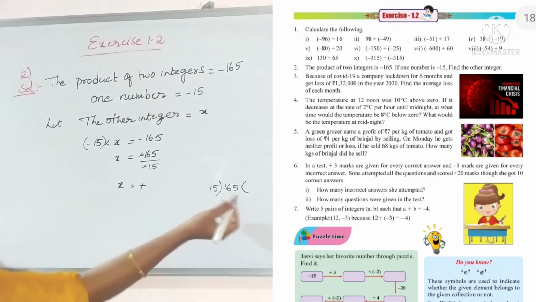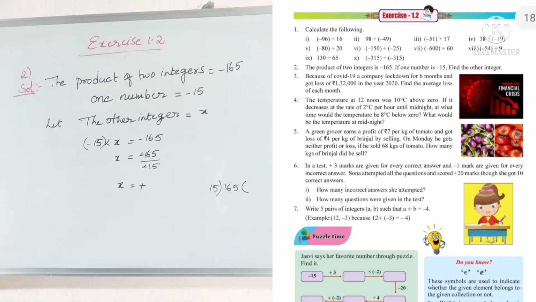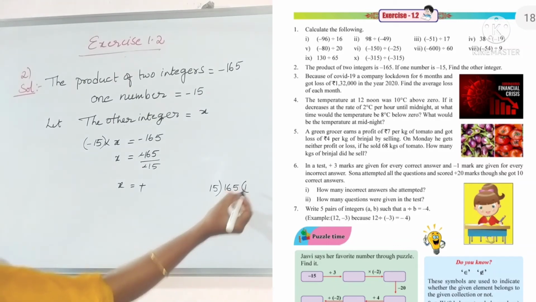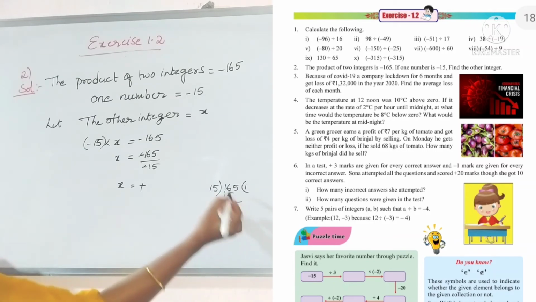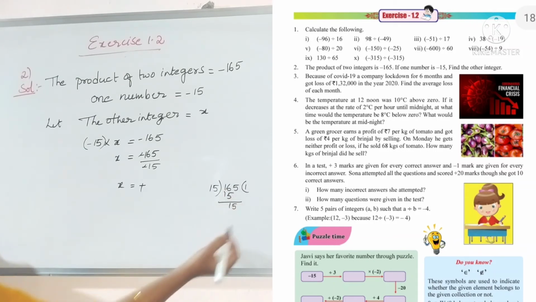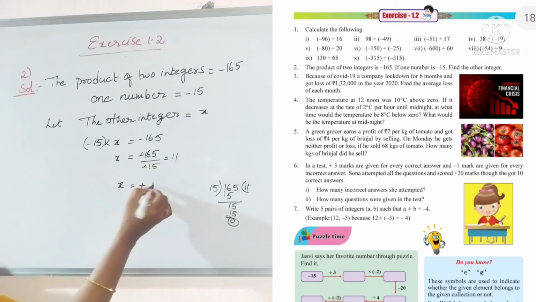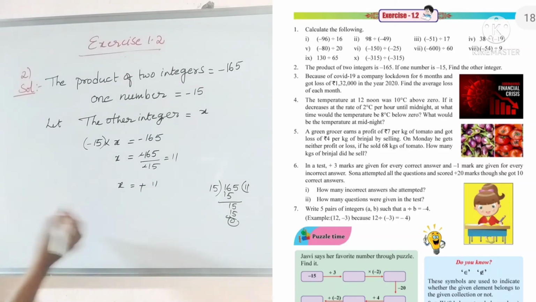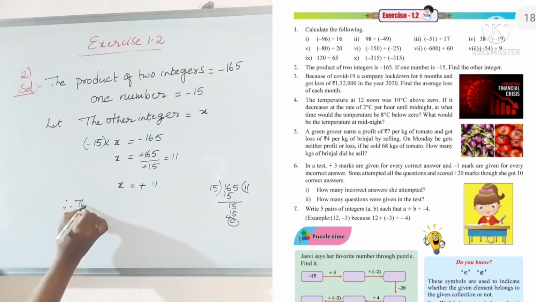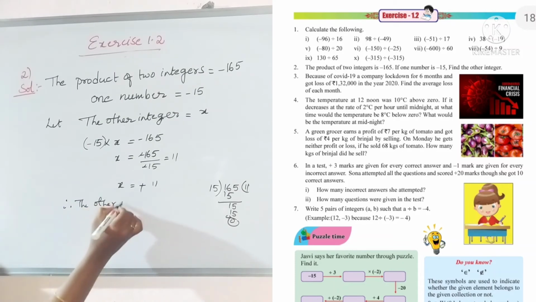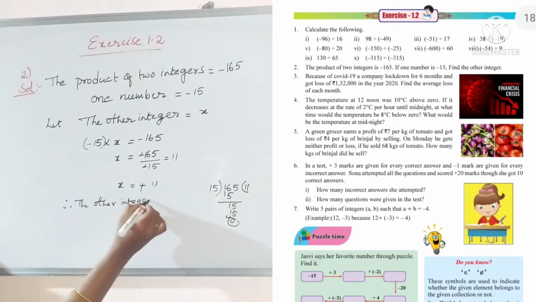15 tens are 150, right? So now you see 15 ones are 15. So 15 ones again 15. So how much? It is 11. So what is the x value? 11. Therefore the other integer, or second integer, is equal to plus 11. So I think you understand, students.